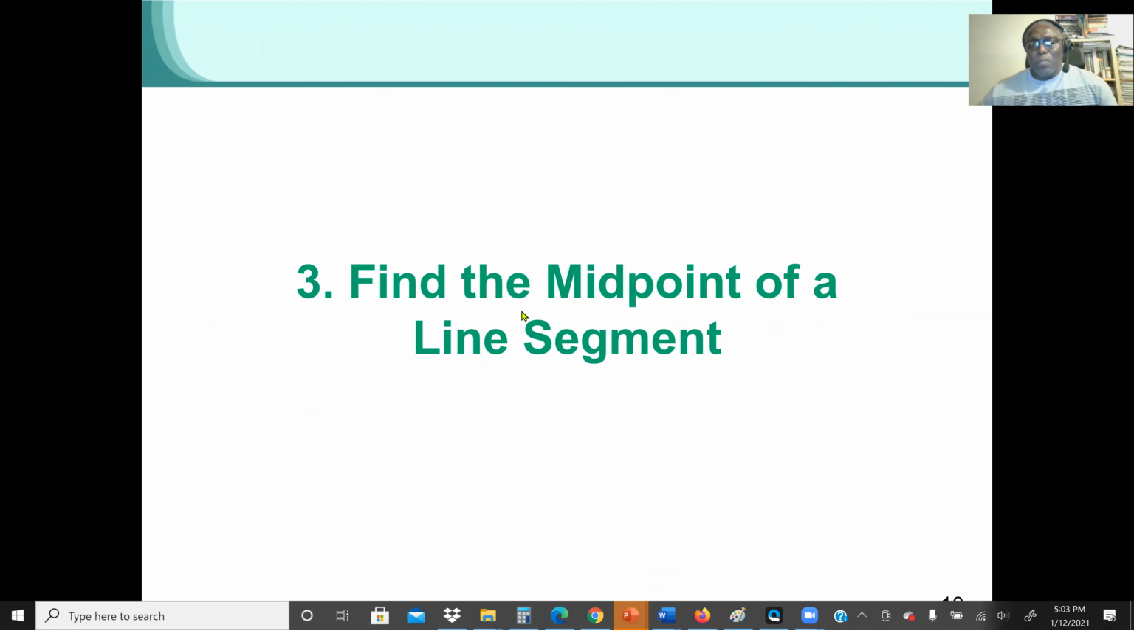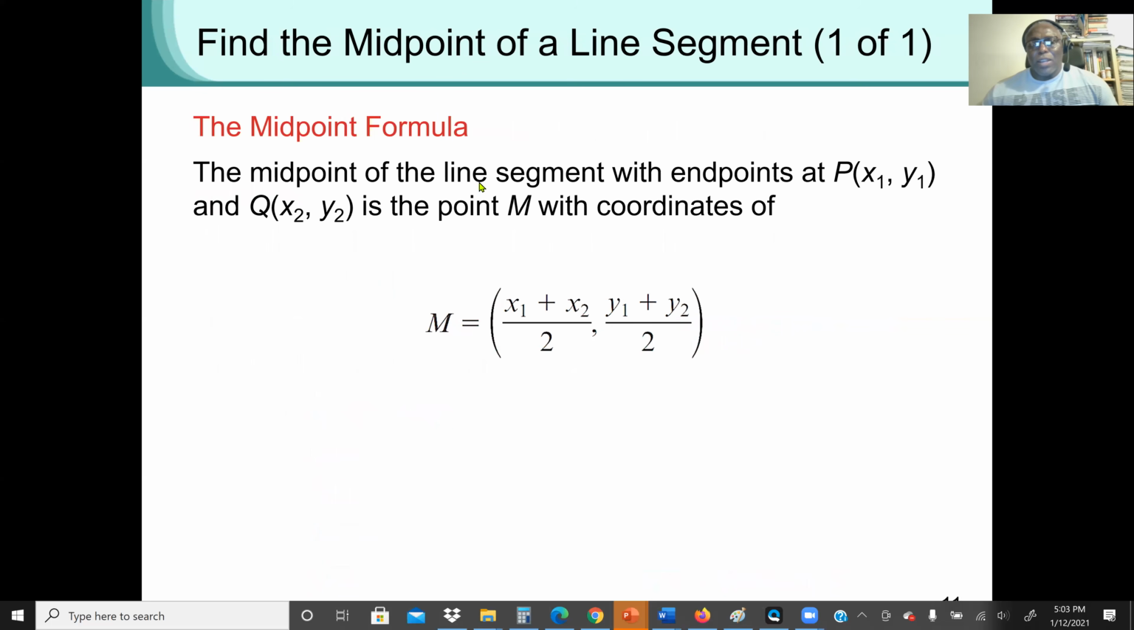Next, we're going to find the midpoint of a line segment. So to find the midpoint of a line segment, we use a special formula. Again, a midpoint will be the center of the line. So if I have a line, always a line should have 2 points. So we have a line with the end point P is S1, Y1, Q is S2, Y2. Again, those 2 points will be at the end of the line, from the beginning to the end. So in this case, we are looking for the center.